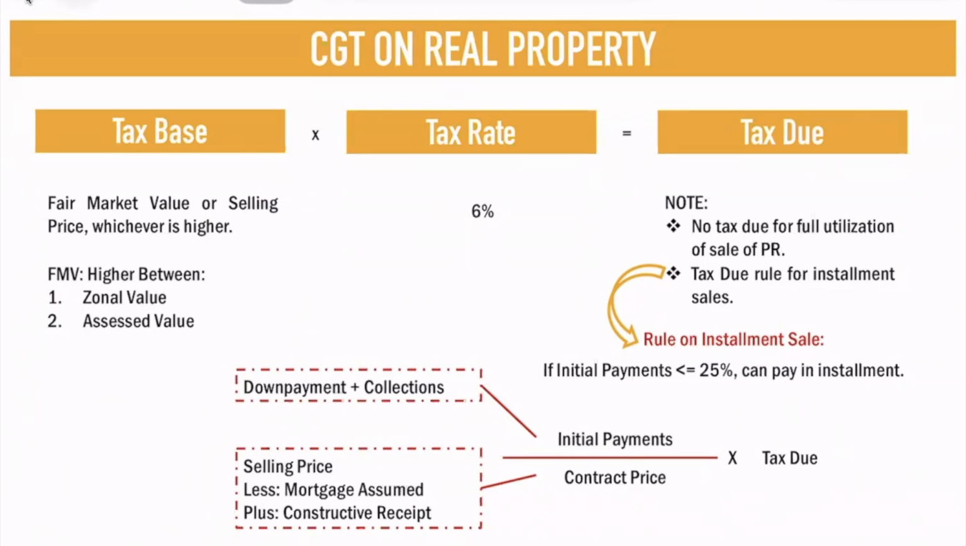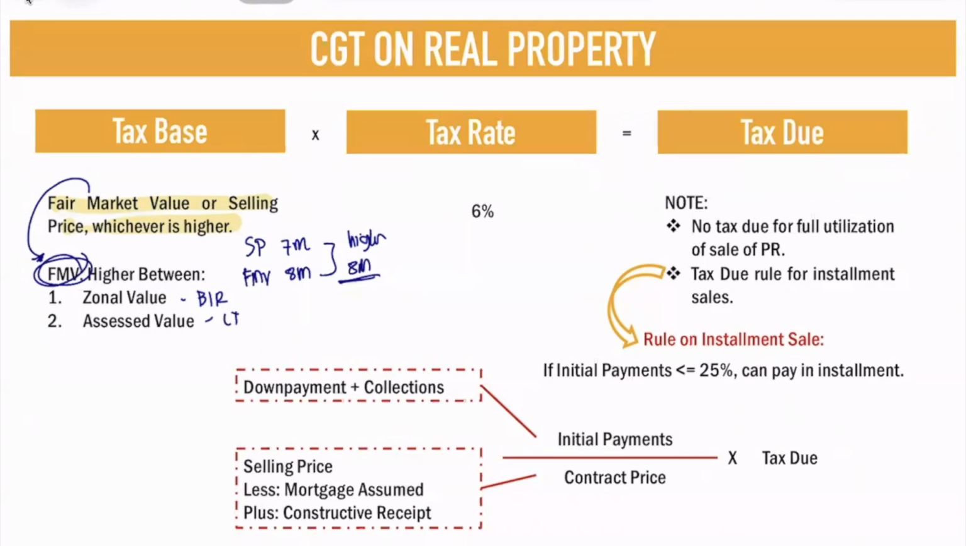As we said earlier, the tax base on your CGT on real property is the fair market value or the selling price, whichever is higher. So in our example a while back, our selling price was 7 million, but the fair market value was 8 million. The higher between the two was the 8 million. That's why we will tax it at 8 million. By the way, what is fair market value? Fair market value is the higher between the zonal value, which is given by the BIR, and the assessed value given by your local treasurer. So the higher between the zonal value and the assessed value is our tax base.